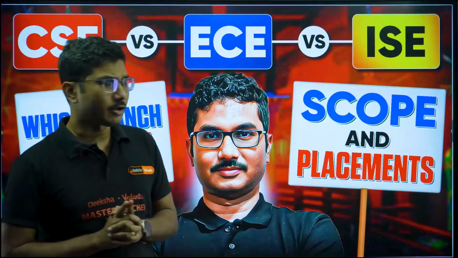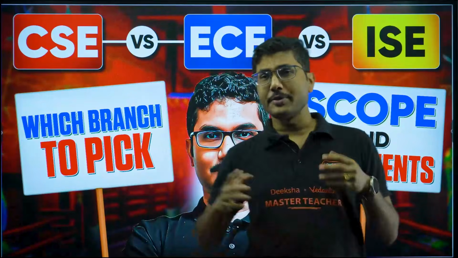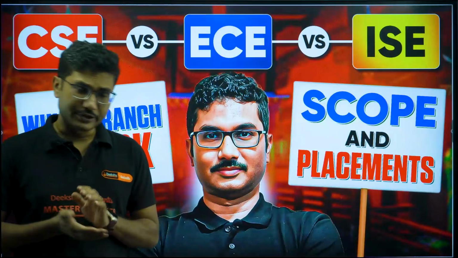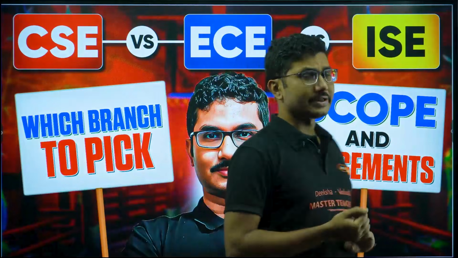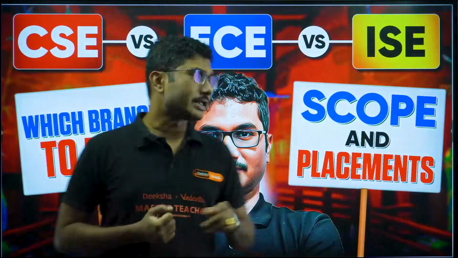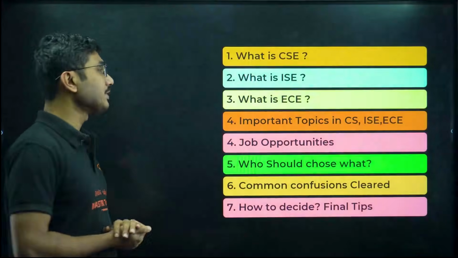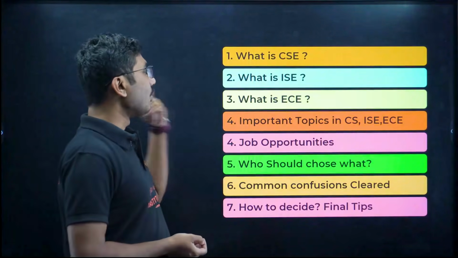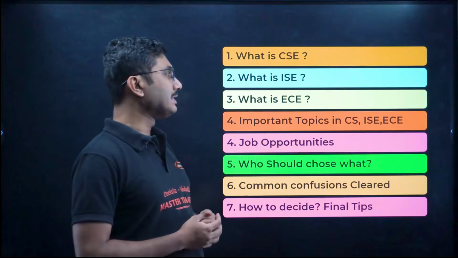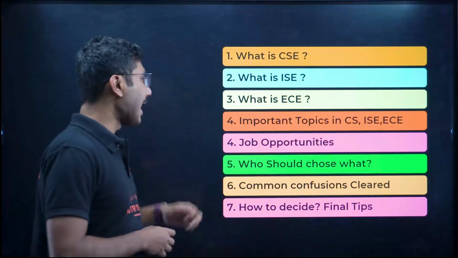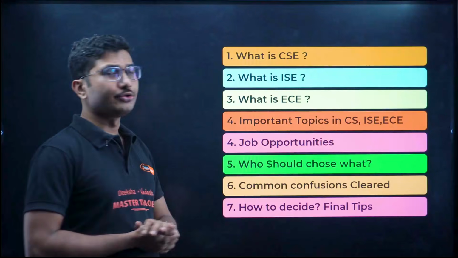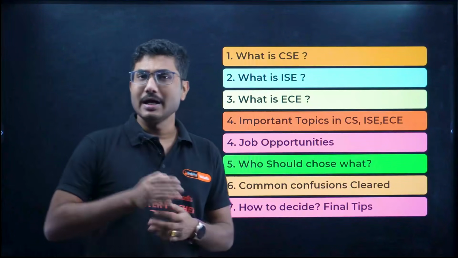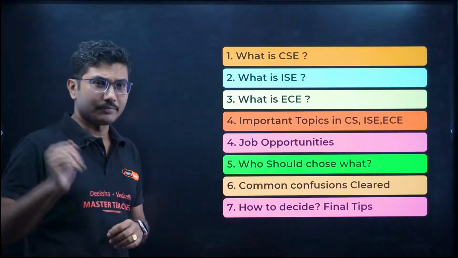So this is a very interesting topic that students confuse: information science, computer science, or electronics and communication. These are the 3 branches that we are going to discuss in one single lecture, right? So let us start with what we are going to discuss. What is CSE? Obviously, what is ISE, Information Science Engineering? What is ECE? Important topics in ISE and ECE, and job opportunities in them, who should choose what, common confusions will also be cleared, and how to decide. I will give you some final tips as well.